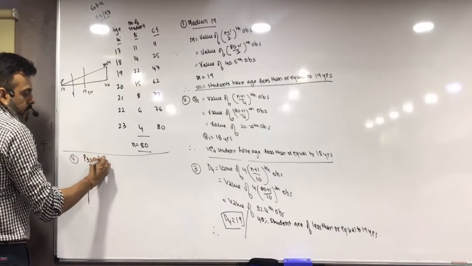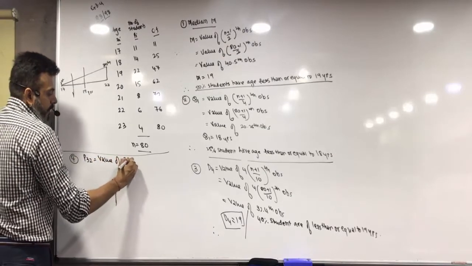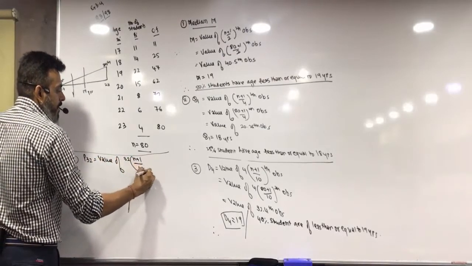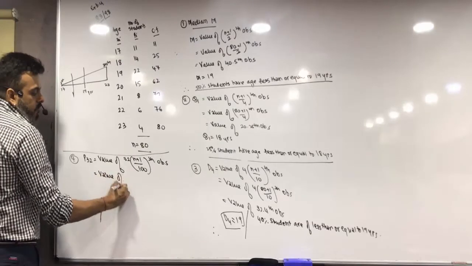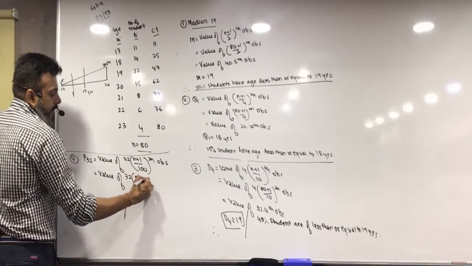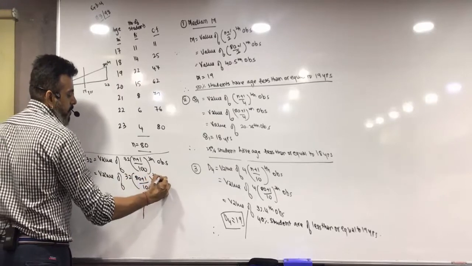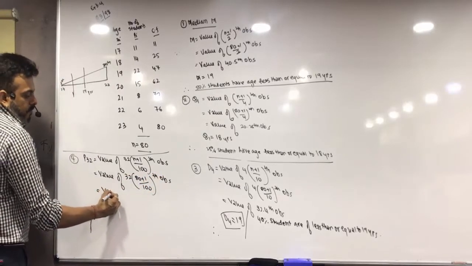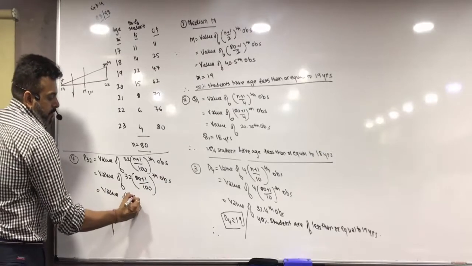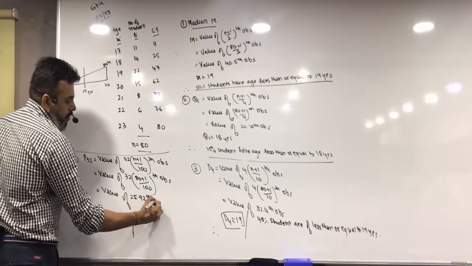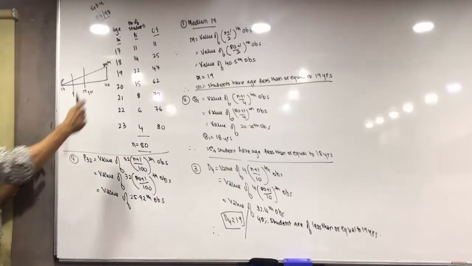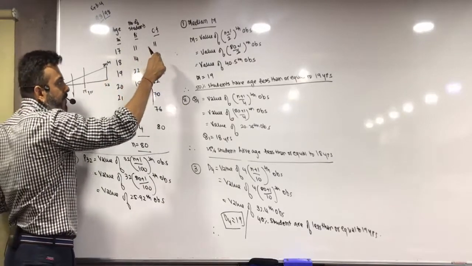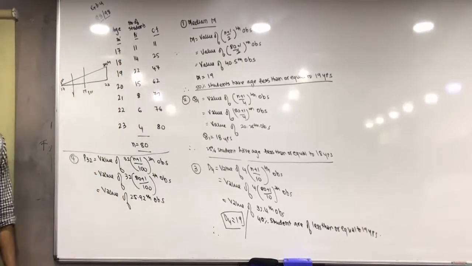Percentile 32 is equal to the value of 32 times n plus 1 by 100th observation, which is equal to the value of 32 times 80 plus 1 by 100th observation, which is equal to the value of the 25.92th observation. 25.92. So can I say the 25th observation is 18 and the 26th observation is 19? It has come as a borderline fraction.